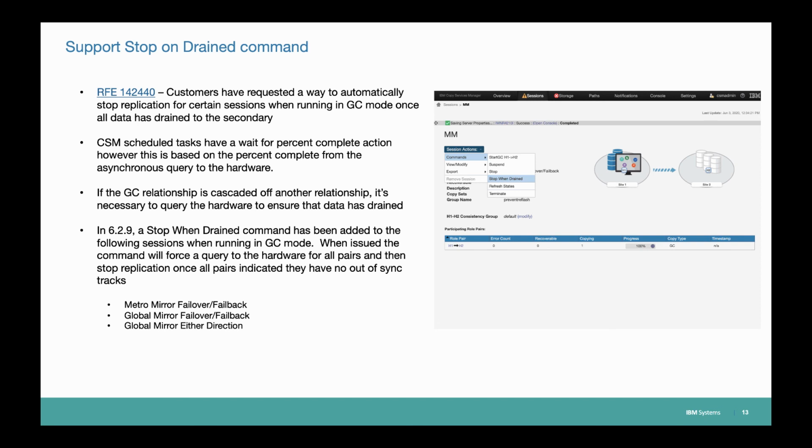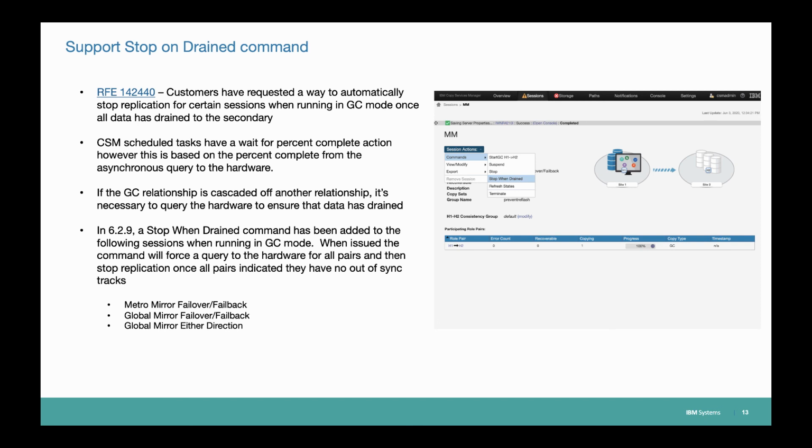So if you had a cascaded type situation where you had a session running global copy mode, but it was cascaded off of, say, a global mirror session, and you suspended the global mirror session, you'd want to make sure that we queried the hardware to make sure there's no ooze before we suspend the actual cascaded global copy.